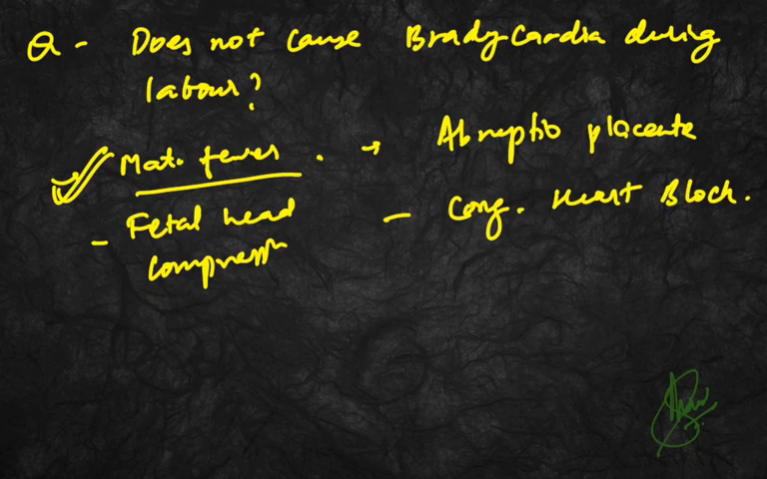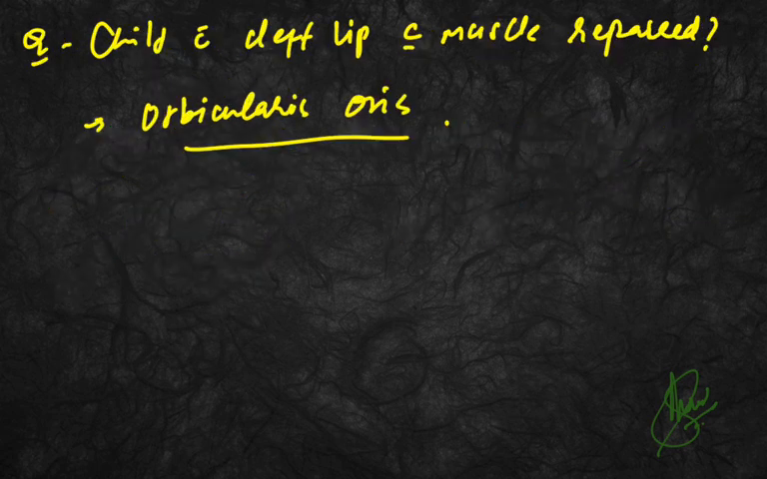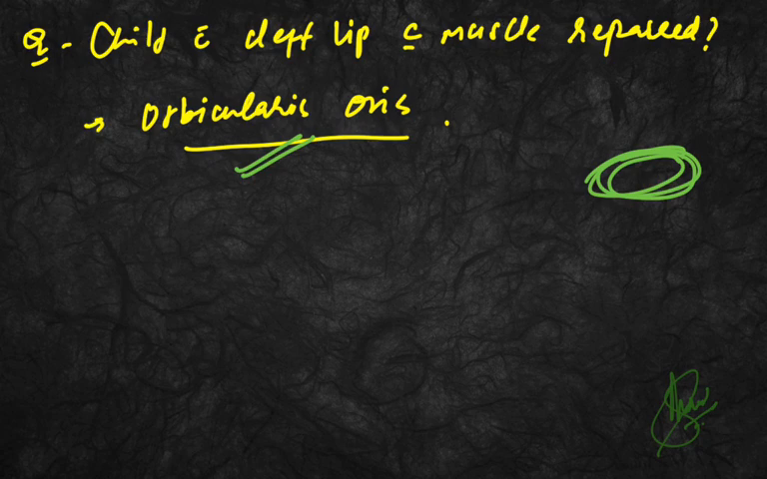Which of the following will not cause bradycardia during labor? Maternal fever, fetal head compression, abruptio placenta, and congenital heart block. These 3 will cause bradycardia except maternal fever. That is the answer. A child with cleft lip, picture was given, which muscle will be repaired? Around the lip, what muscle is present? Orbicularis oris. That is a very simple question, I think.